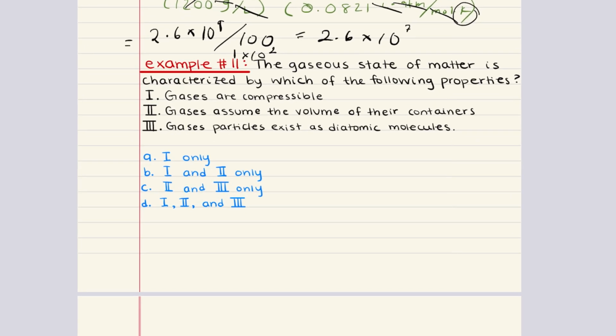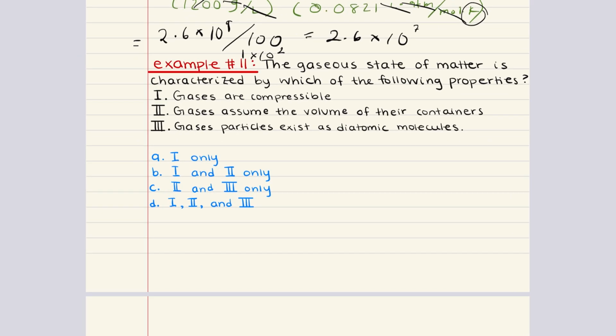Let's move on to problem 11. 11 says the gaseous state of matter is characterized by which of the following properties? Statement 1 says that gases are compressible. Statement 2 says gases assume the volume of their containers. And statement 3 says gas particles exist as diatomic molecules.